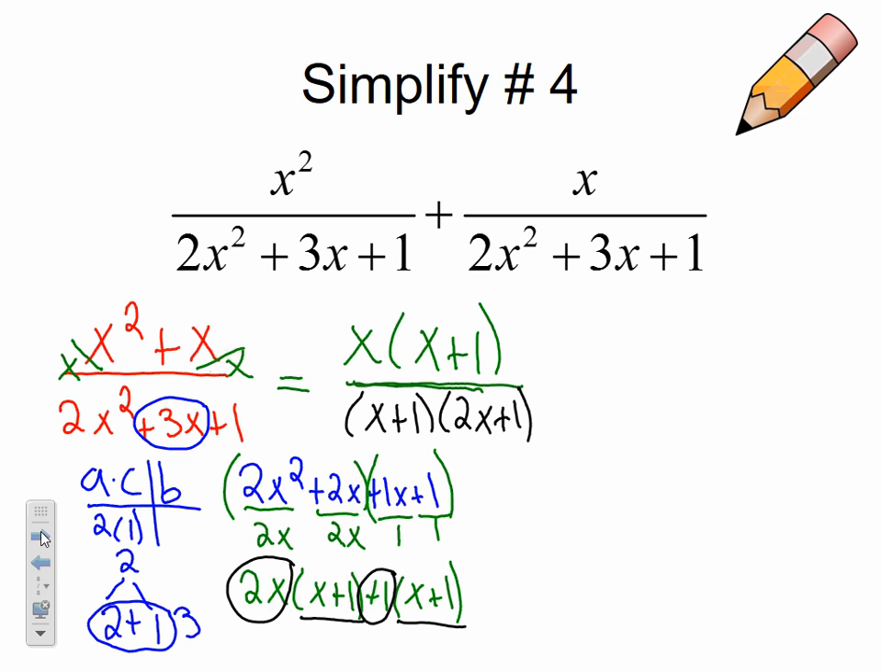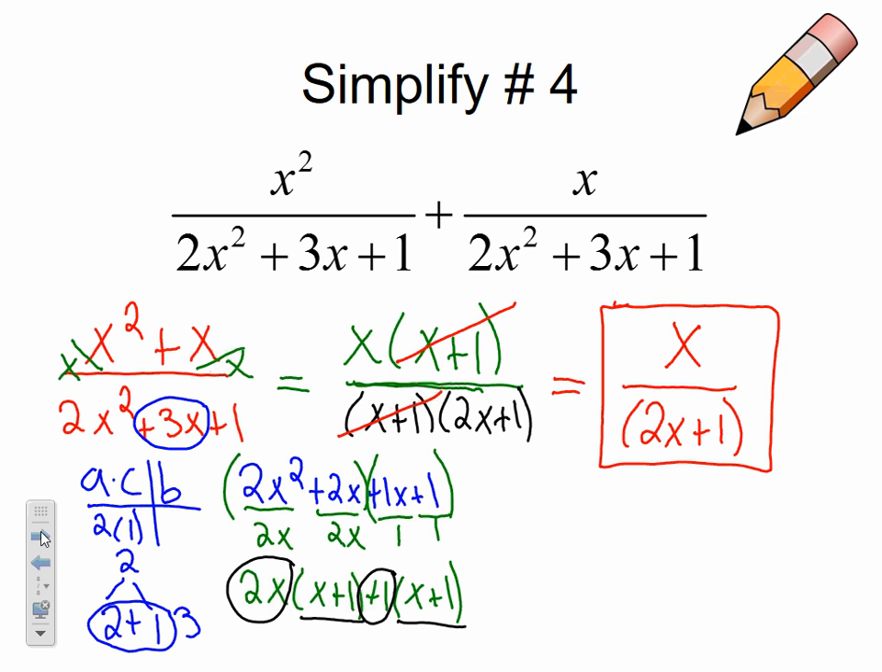Now that I'm done factoring, I need to go through and cancel. I can only cancel things that are the same. So I have an x in the numerator, but not in the denominator, so that's going to stay. And then I have x plus 1 and an x plus 1, so those are going to cancel out. So in my numerator, I'm going to have x. In my denominator, I'm going to have that 2x plus 1. This is going to be my final answer.